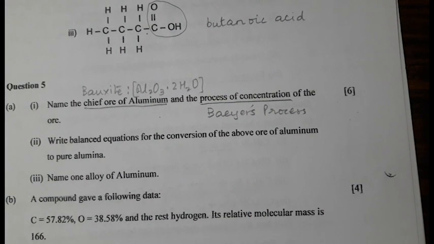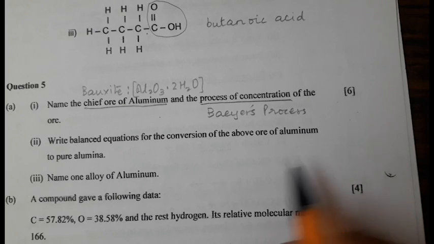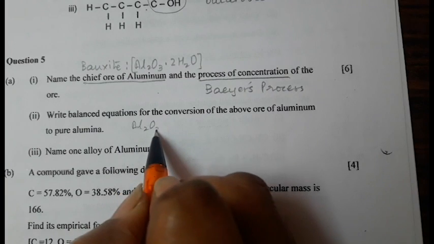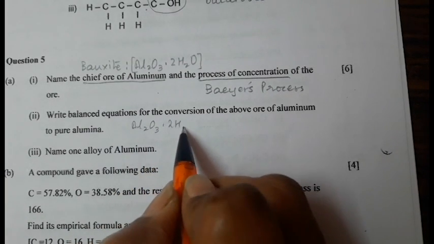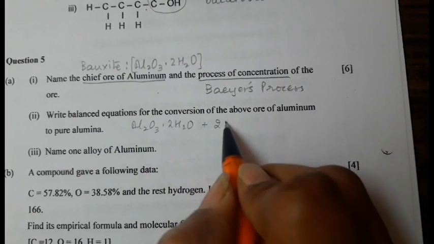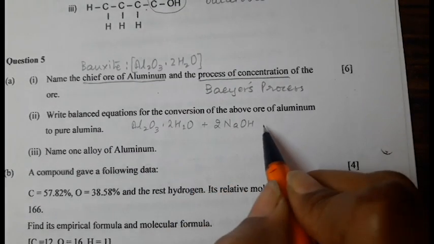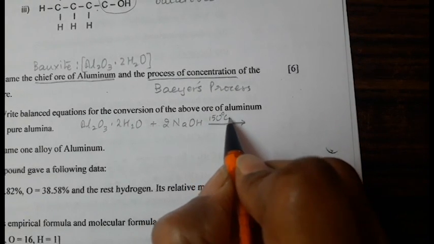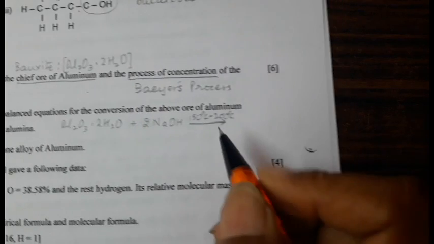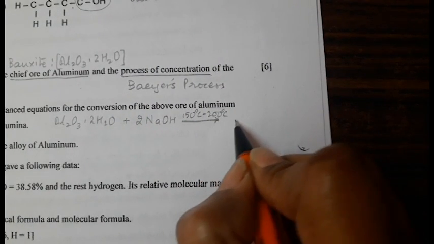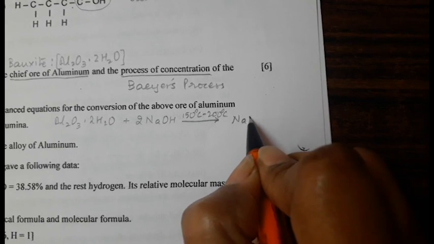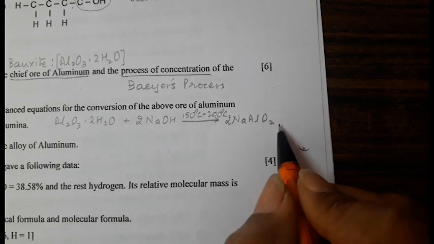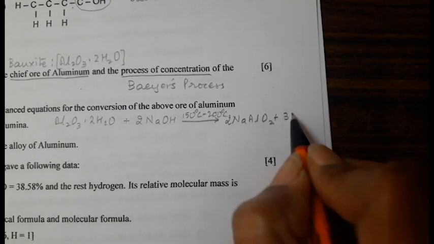Write the balanced equation for the conversion of the above ore of aluminium to sodium aluminate. So, the ore of aluminium is Al2O3.2H2O plus 2NaOH. At 150 degrees C to 200 degrees C it will give us sodium aluminate, that is NaAlO2, but it will be 2NaAlO2 plus 3H2O.